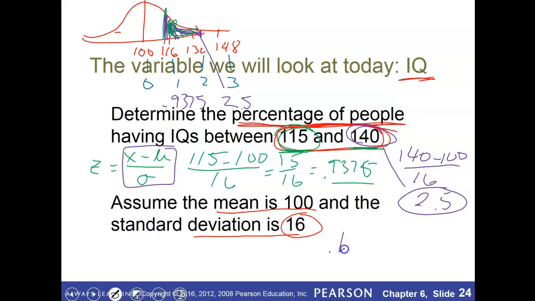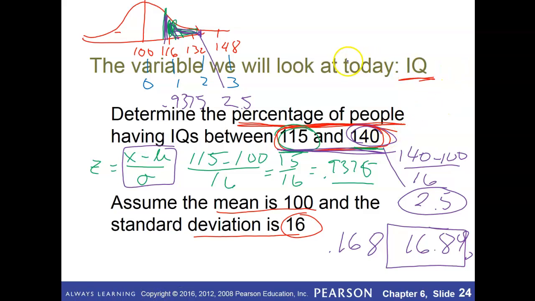Okay, so that's 0.168, which means that 16.8% of the population have an IQ somewhere between 115 and 140. That's what we're going to be working on today.